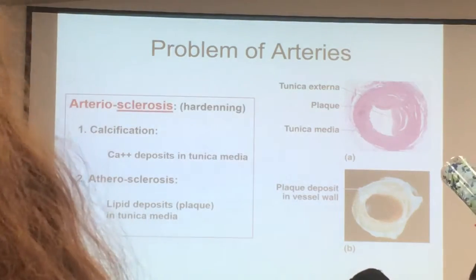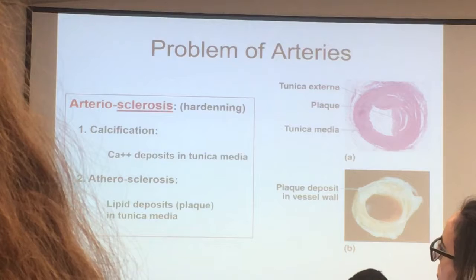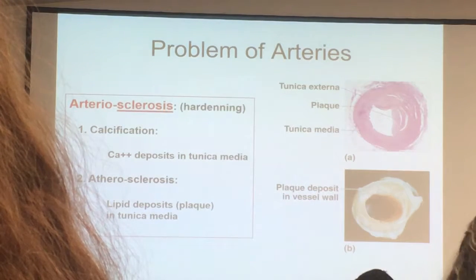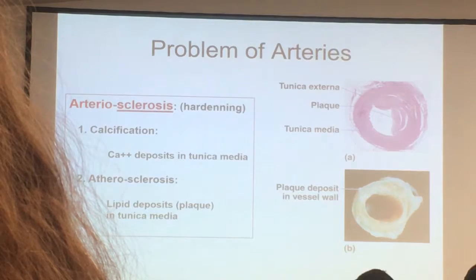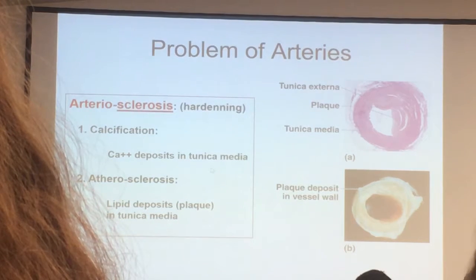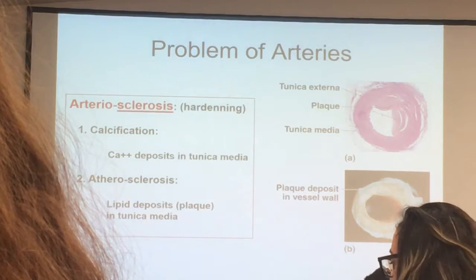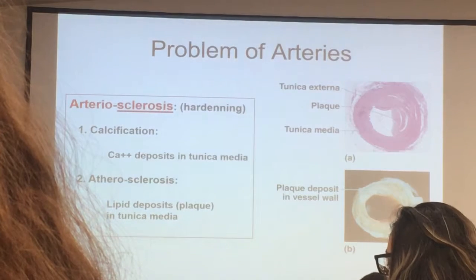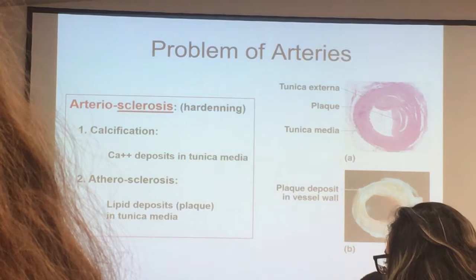One is hardening. That means there are two factors. One is calcium deposit, we call it calcification. I mean the diameter is the same, not changed, but the wall becomes hardened, and so it's easy to break.